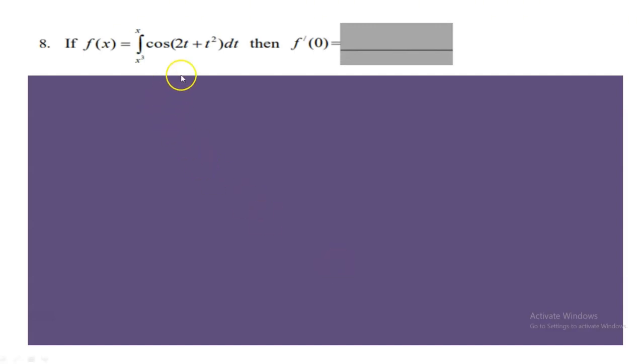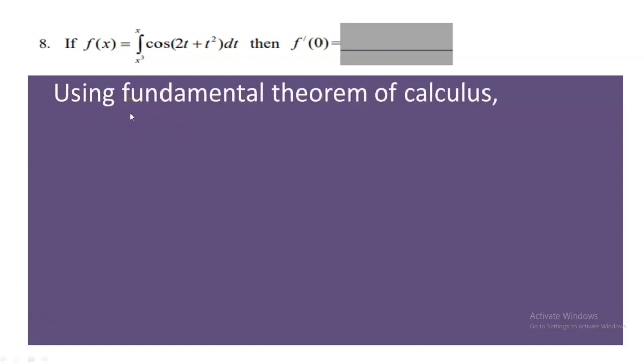Given that f of x is the integral of cos 2t plus t squared dt from x cubed to x, then you are asked to find f derivative at 0. So dear students, in order to answer this one, you need to go back and read about fundamental theorem of calculus 2. So read that and apply the concept in order to answer this one. So the solution goes like this.